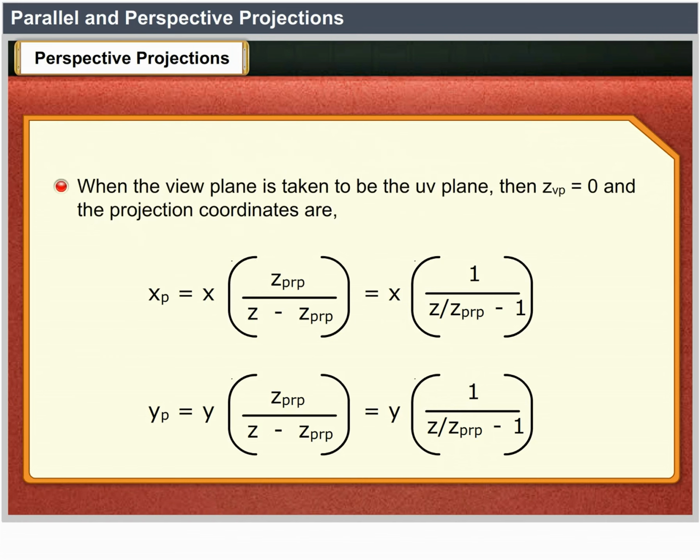If the view plane is taken to be the UV plane, then ZVP equals 0 and the projection coordinates are as shown below. And in some graphics packages, the projection reference point is always taken to be at the viewing coordinate origin. In this case, ZPRP equals 0 and the projection coordinates on the viewing plane are as shown below.